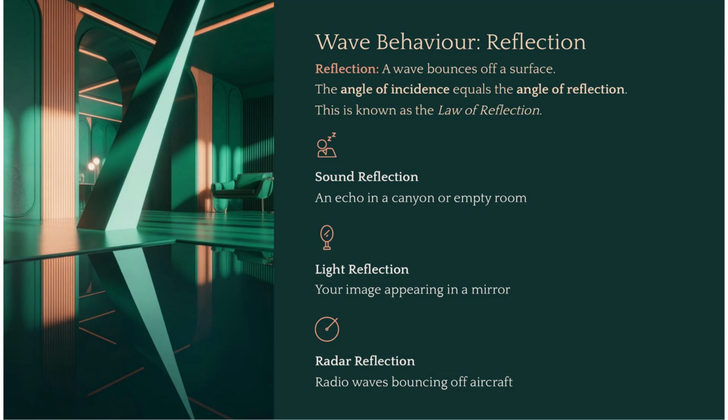All waves, mechanical or EM, also have behaviors. Reflection is the simplest. It's just a wave bouncing off a barrier. A sound wave reflecting off a canyon wall is an echo. A light wave reflecting off a smooth silver surface is a mirror. It's a very predictable bounce.